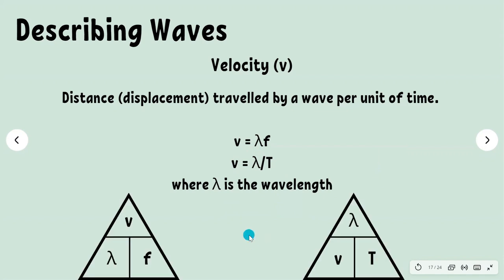And using the triangle method, we can write these two formulas here. The first one is like this: V is at the top, and we have lambda F. The second one is V to the left, and then lambda over T.